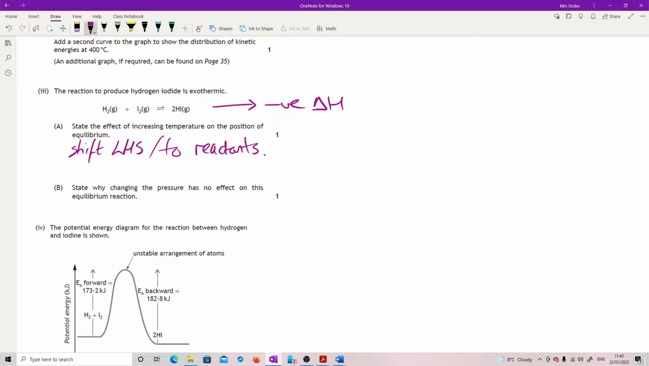State why changing the pressure has no effect. Pressure is about gases. On the left-hand side, I have 2 moles of gas. On the right-hand side, I have 2 moles of gas. That means that even if I shift the pressure, there is no way for this equilibrium to do anything about it. If I squeeze it, normally you'd say it would shift to the side with fewer moles of gas. There is no side with fewer moles of gas. So basically, there's no difference in moles of gas on each side.